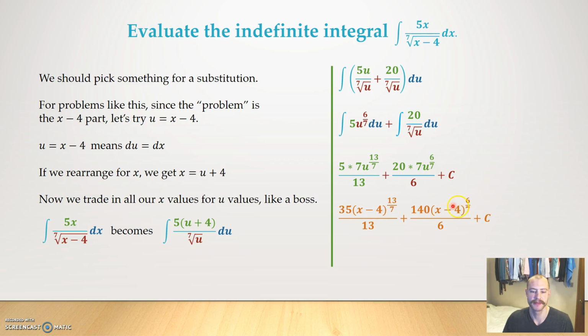Yeah, so after that, you just plug in your u values as x minus 4, and then you have this thing here. Would you simplify this? I wouldn't, especially if I'm on a test. I don't have time for that. If I was doing an assignment, I might take the extra time to simplify that. But on the test, I think you're going to get full marks for this.